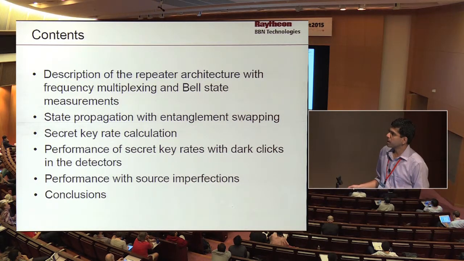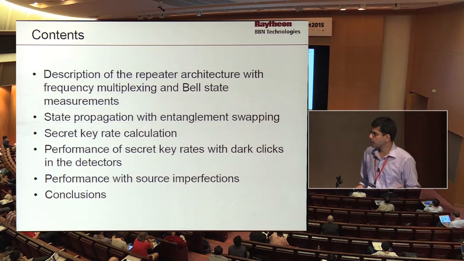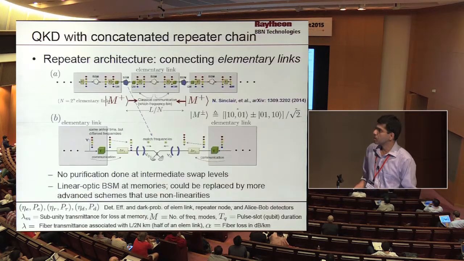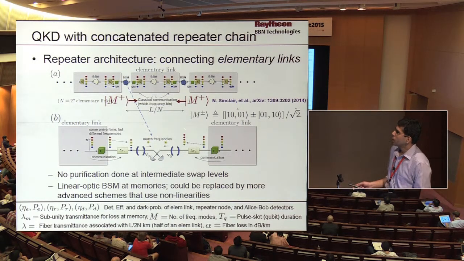One of the things we do is find secret key rates and check the performance of those as we vary the parameters, such as dark clicks in the detectors, and we plot the rates. Next, we do some numerical simulations with source imperfections, something that we don't include in the analytic calculations. And if I have time, I'll talk a little bit about our current work on using time modes to improve the rate envelope.